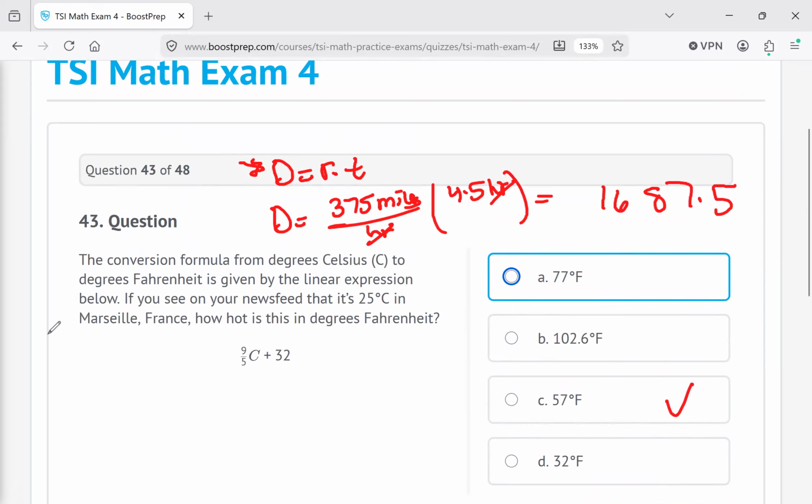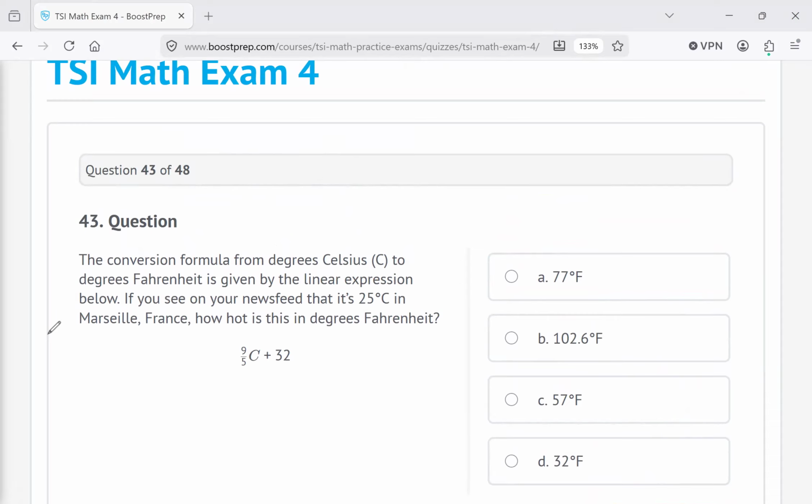This one, 43: the conversion formula from degrees Celsius to degrees Fahrenheit is given by the linear expression below. If you see on the sign, it is 25 degrees Celsius in Marseille. How hot is it in Fahrenheit? What they're saying is, if you use this formula, you're going to get your degrees in Fahrenheit. So all you have to do is fill in the blanks. It's 9/5, and my C is 25, plus 32. You put that in the calculator: 9/5 times 25 plus 32 is 77. So it's 77 degrees Fahrenheit.